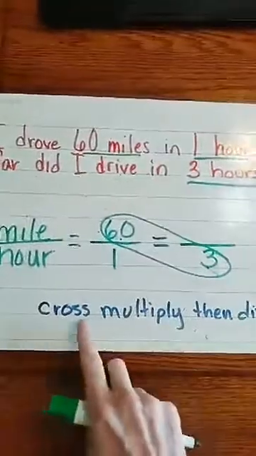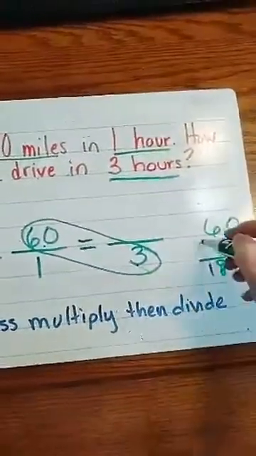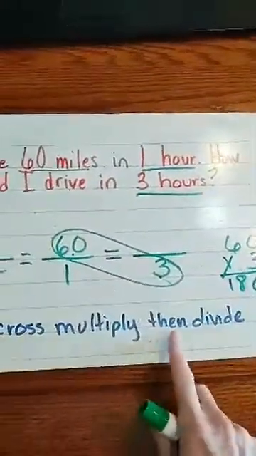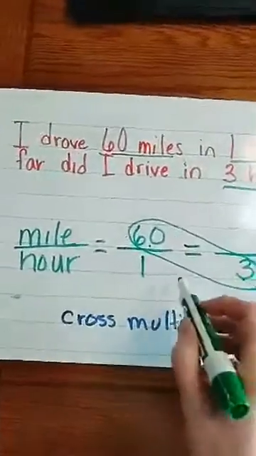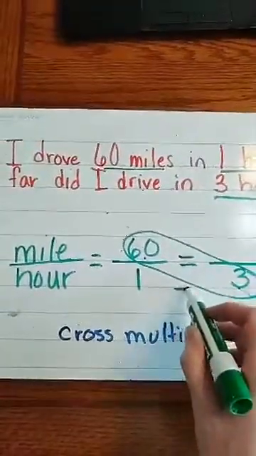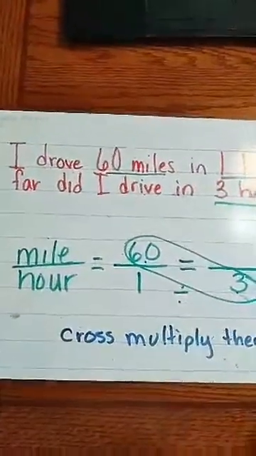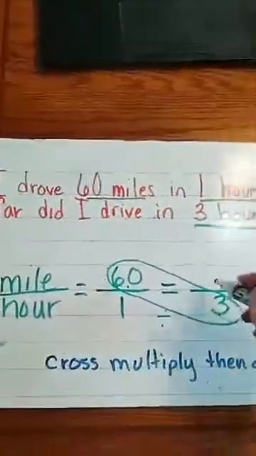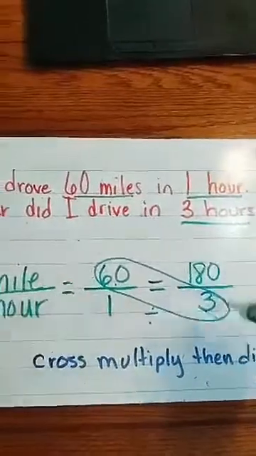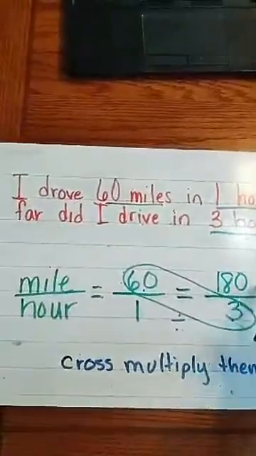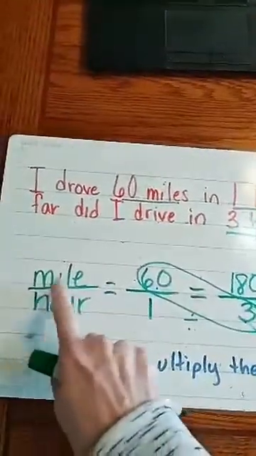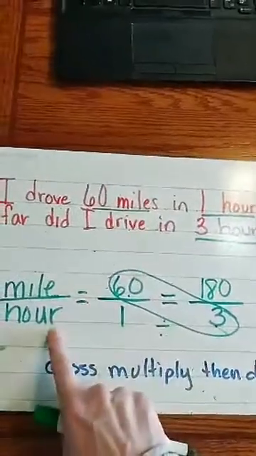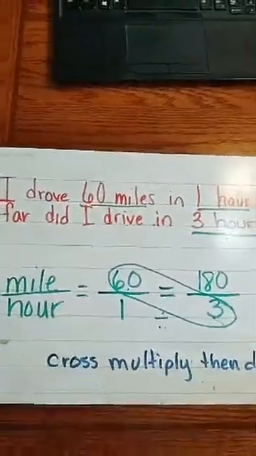Now we need to check and see if we're done. I said cross multiply, so I've multiplied. Then divide. You have one more number left here, and we have to now divide by that number. 180 divided by 1 is still 180. So we have found out that we can go 180 miles in 3 hours. We're going to use that same concept and try another problem.